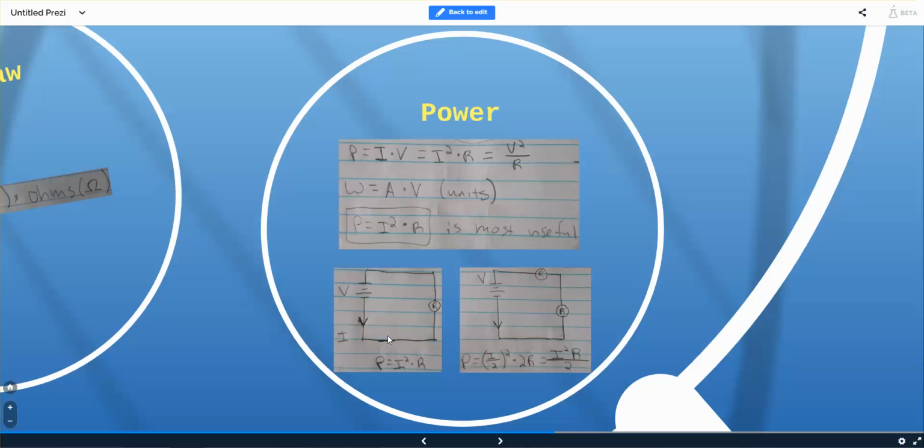And the most useful equation you could use for power is power equals the amperage squared times resistance. And below you can see that when you double the resistors, you have to divide the amperage by 2 within the squared, and multiply the resistance by 2, and that makes P, or the power, equal amperage squared times resistance over 2.